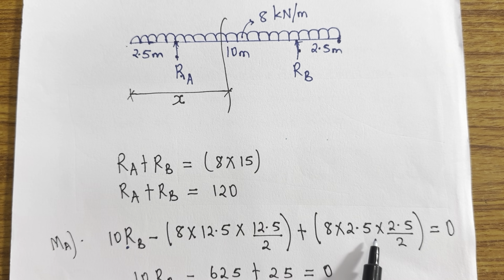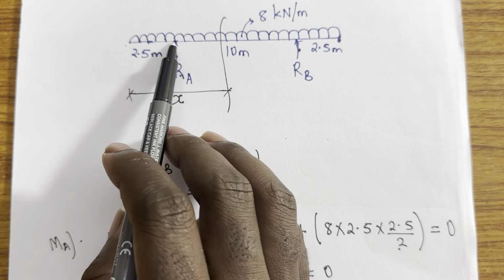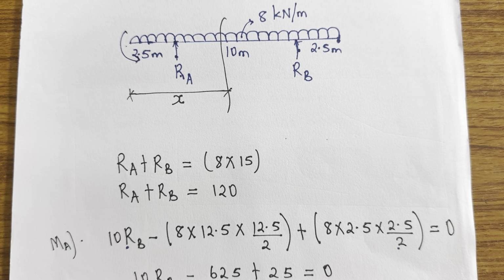Okay, and then times it's acting at half of what? 2.5. You get it? So that means I'm taking it positive. Why? Because if I'm standing here, this UDL will be anti-clockwise. I'm considering all the anti-clockwise forces to be positive. Moment to be positive, I mean. Yes.